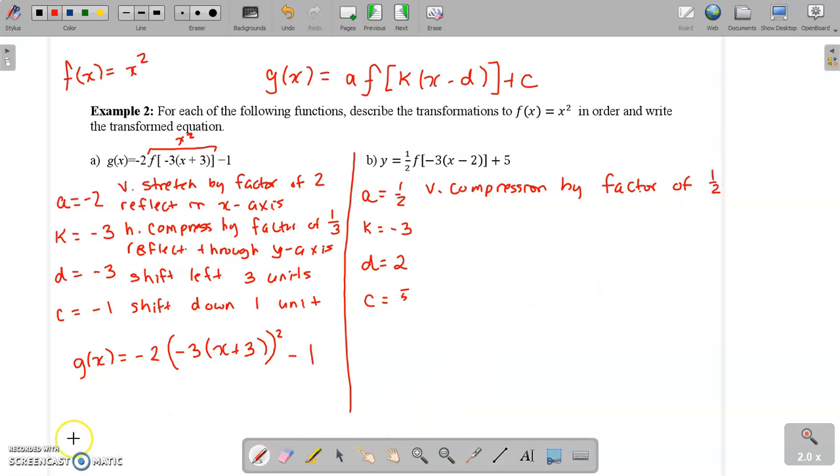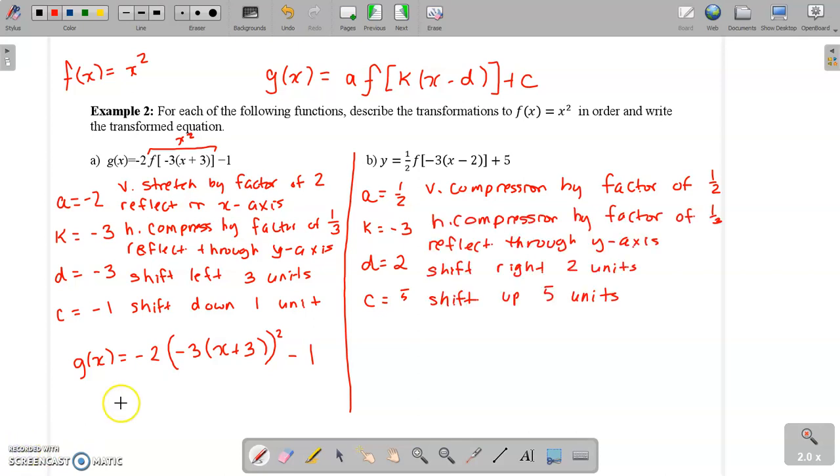So pause the video and fill in the rest of the values right now. Alright, so now here we have a vertical compression by a factor of 1/2, horizontal compression by a factor of 1 over 3, and we're reflecting through the y-axis since it's negative. Here we're going to shift right 2 units and shift up 5 units.